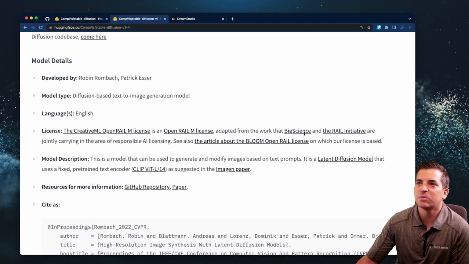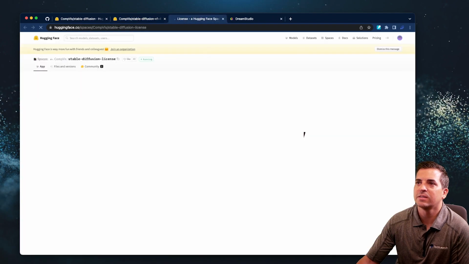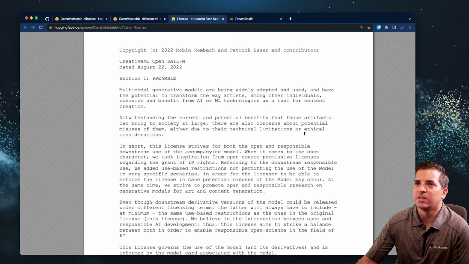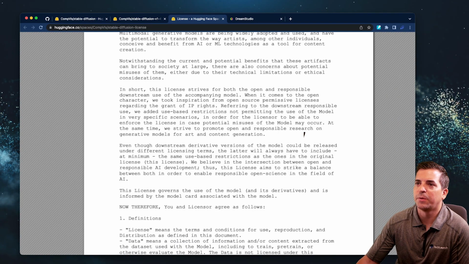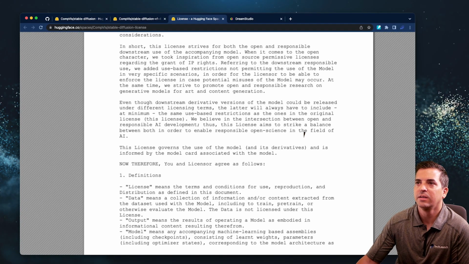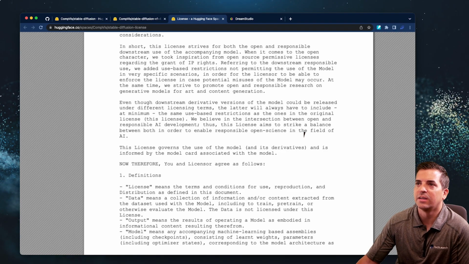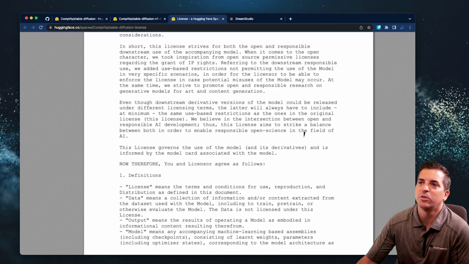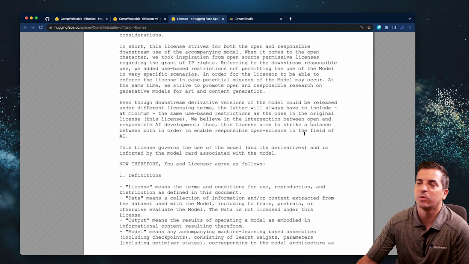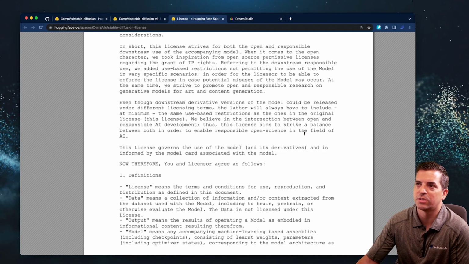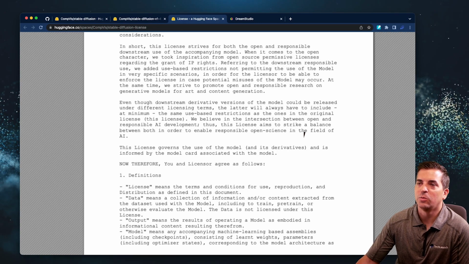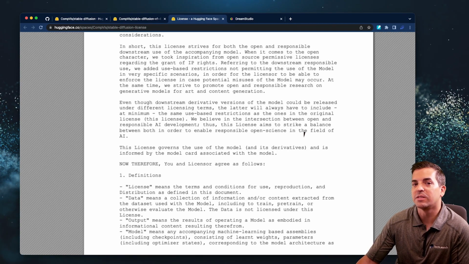If you haven't seen this, we'll quickly take a look so you have access to it visually. You can see that this goes into some detail about what the goals are behind this. Essentially, they're saying that each derivative can be released under different licensing terms, but they always have to include at minimum the same use-based restrictions as the original license. So essentially, you have to at least be as restrictive as they are with the use of this system.